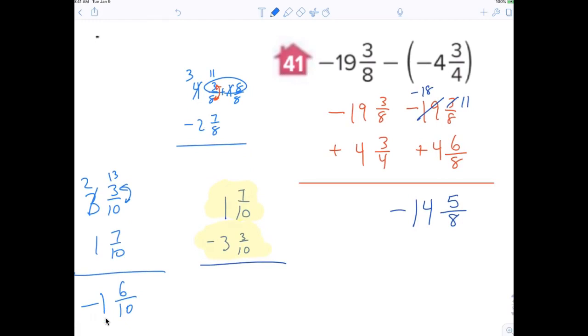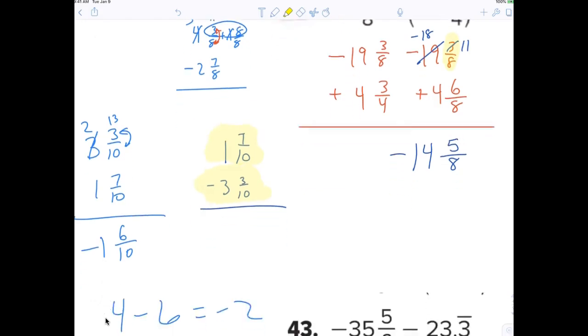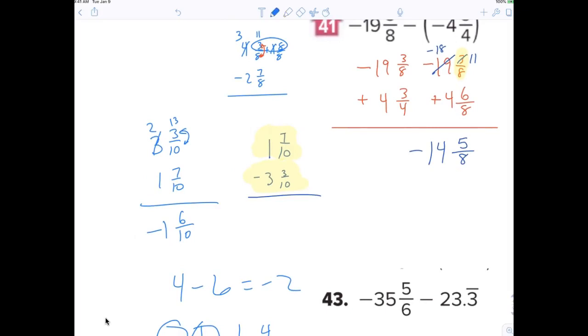Yeah, yeah, but you have to remember now. Listen, I want everybody to hear me. Listen, because I think this is helpful, what you just said. This 3/8 right here, is that positive 3/8 or negative 3/8? That's why. So that's also negative. So it's like this. You have negative 19 3/8. That's negative. So then if you add another negative 1 to it, that makes it negative 18 and negative 11/8.